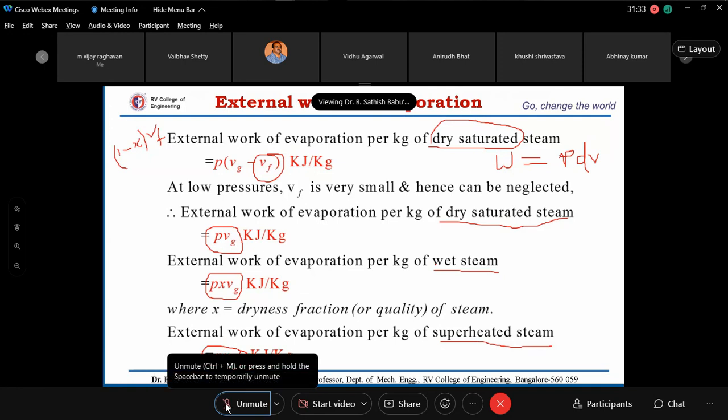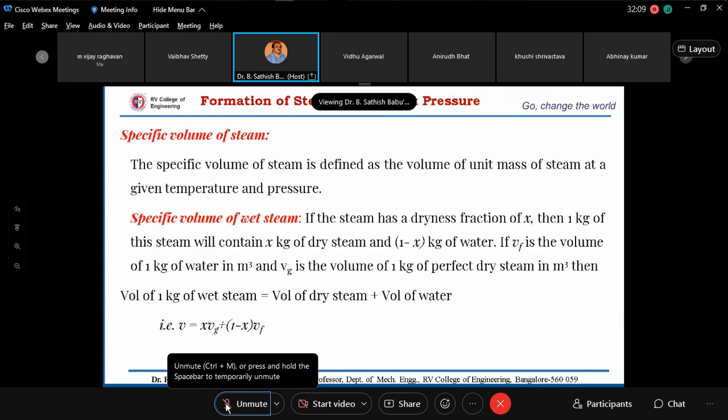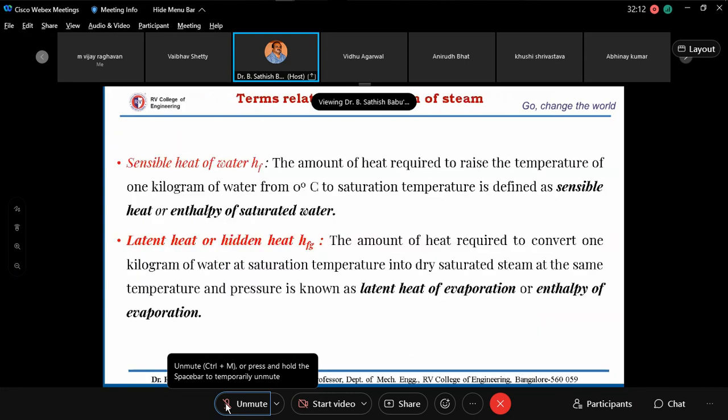So what we have discussed so far: we have taken the expressions for enthalpy, the expressions for specific volume, and the expressions for external work of evaporation. Everything remains the same. For enthalpy also, if it is wet steam, we have taken X into consideration. If it is dry steam, there is no need to take X because X will be equal to 1. If it is superheated steam, we take the amount of superheat into account. Similarly for specific volume and the external work of evaporation. So this is all about steam and its properties.